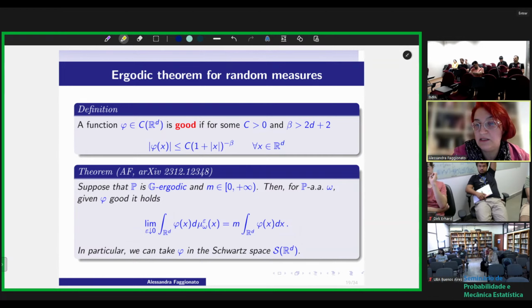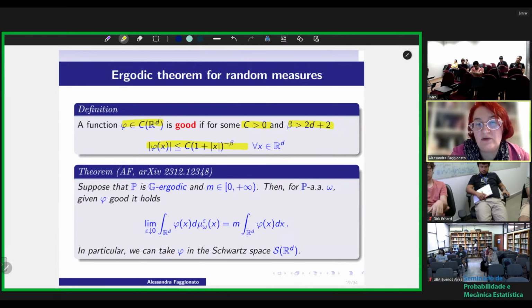Therefore, I used test functions which are not with compact support. So let me give this definition. Let us take a continuous function phi on R^d. Then I say that this function phi is good if for some positive constant C and for an exponent beta bigger than 2d plus 2, I have that the modulus of phi decays at least as C times (1 plus the norm of x) to the minus beta, and this for each x.